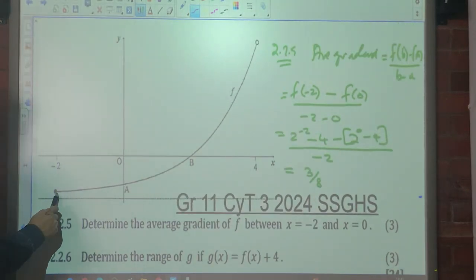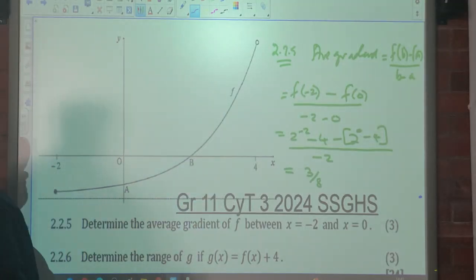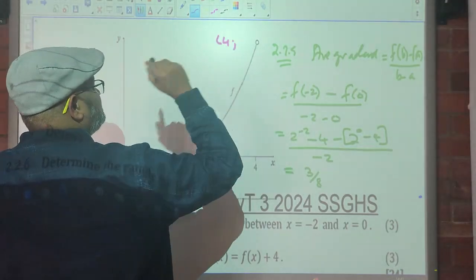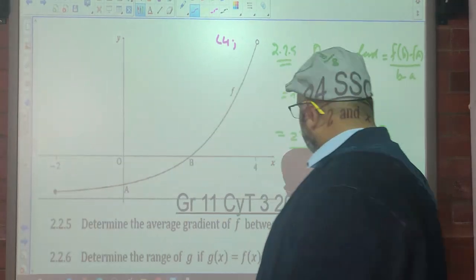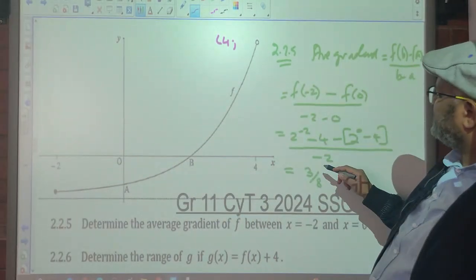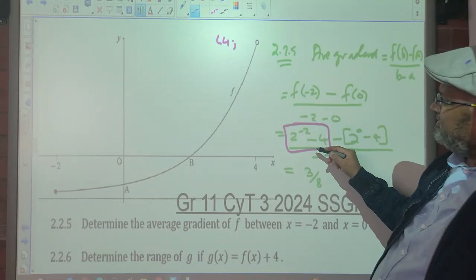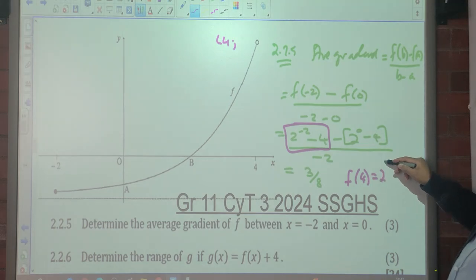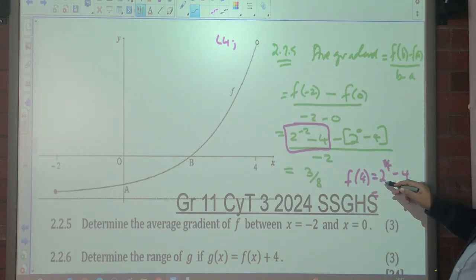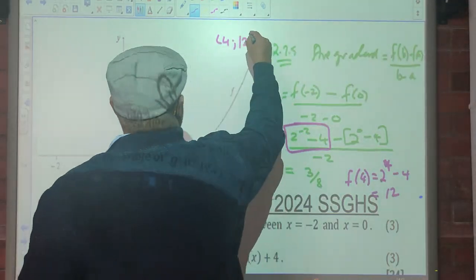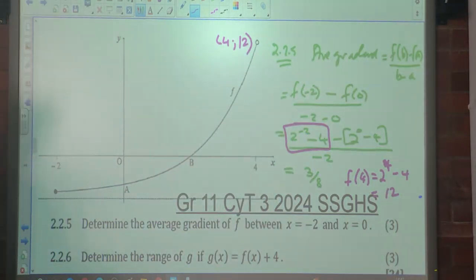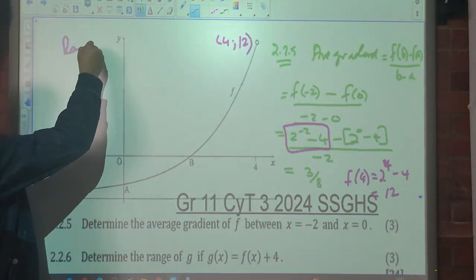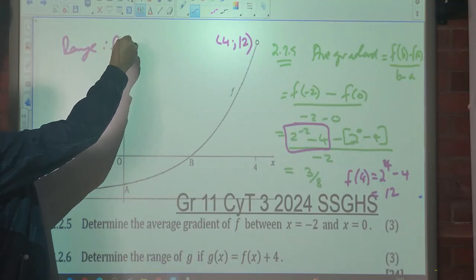Okay, so the graph starts at negative 2 and goes to 4 and some value. I put 4 into f of x. What's the equation of f of x? It's going to be 2 to the x minus 4. So it's going to be 2 to the 4 is 16, minus 4 is 12, no? So it's 4 and 12. So what is the range of f of x as it stands?